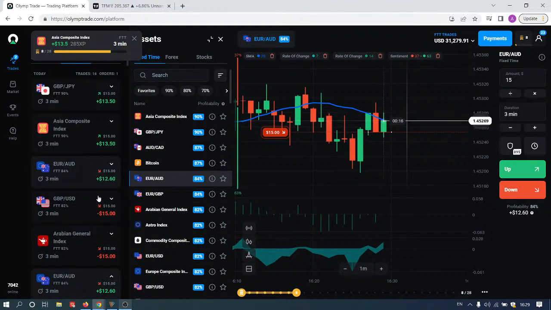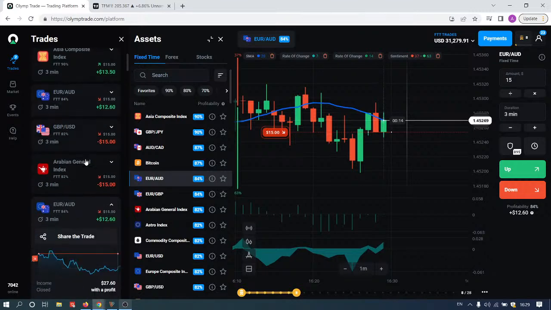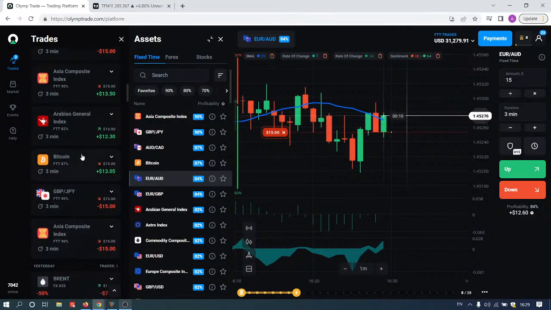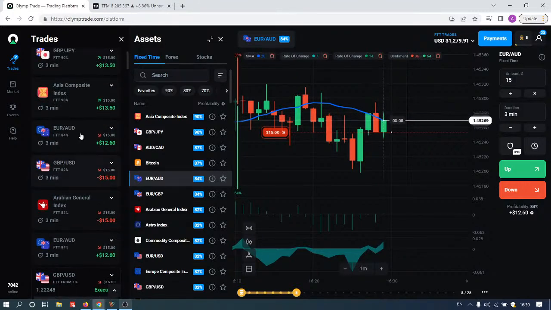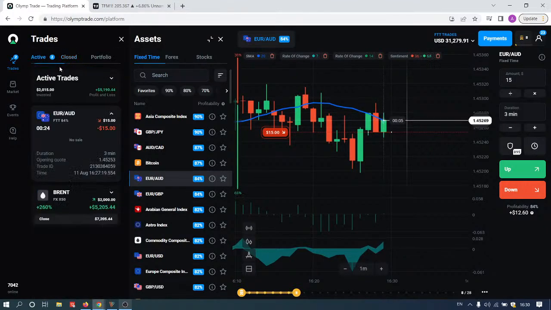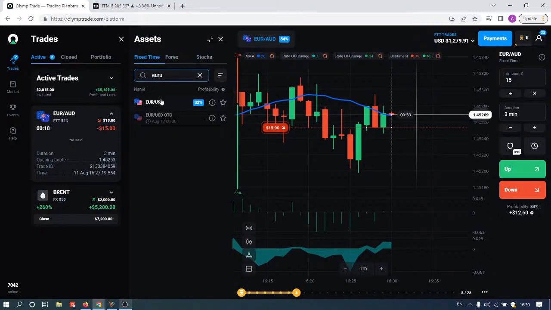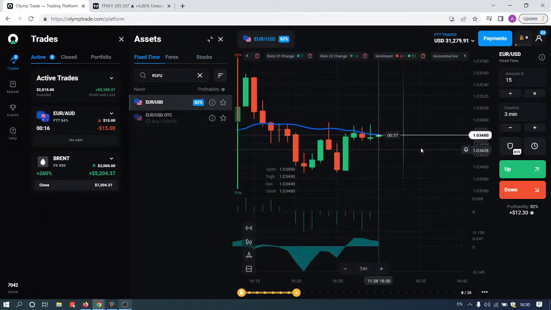So nice. I have 3 winning trades in a row. So it just goes like this: losing streak, winning streak, losing streak, then winning streak. So it's 50-50 kind of. We are in the middle of an hour, so we might see a little bit of extra volatility.